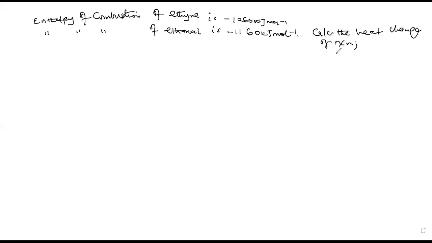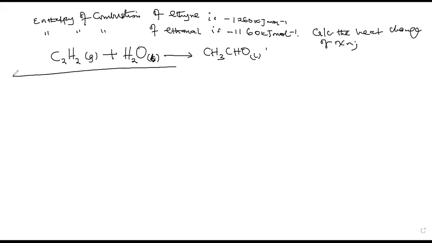Okay, they wrote for you the equation of the reaction. Calculate the heat change of the reaction. Ethane, C2H2, that is ethane gas, is reacting with water, hydrolysis of ethane, water liquid, because we use the normal physical states, to form ethanol, CH3CHO. In organic chemistry, we shall interpret ethanol as an aldehyde when we reach there. So they want us to calculate the enthalpy for that reaction.